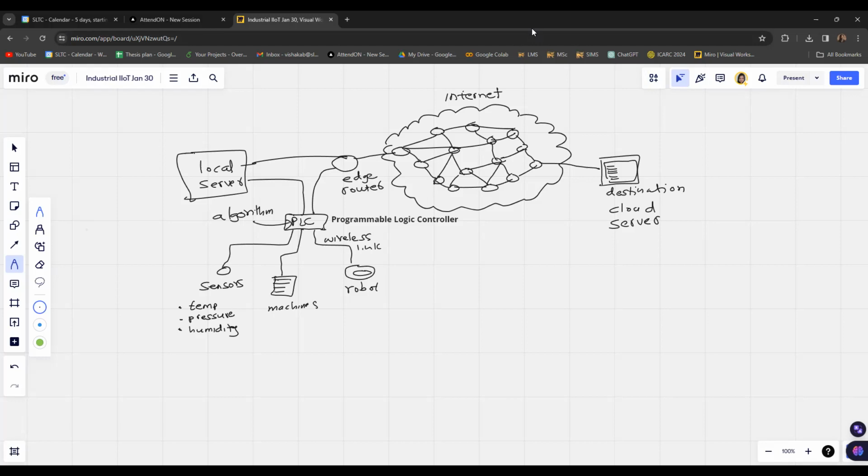This edge router we can call the gateway. The gateway is what we call a network component which connects the local network with an external network or wide area network, right? So the gateway connects two different networks together by considering the differences in the protocols of the networks.